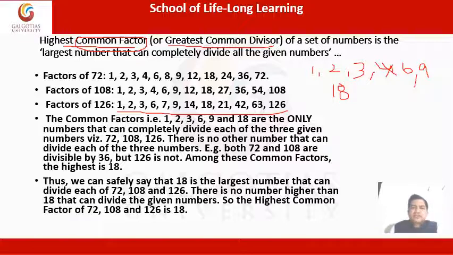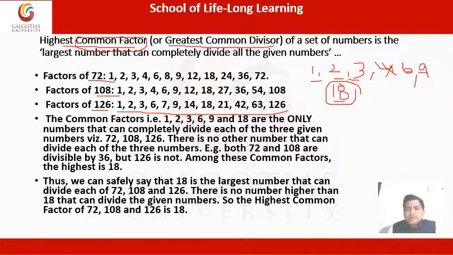So what are the common factors of these numbers? 1, 2, 3, 6, 9 and 18. Which is the highest among all these? 18. So this is the highest common factor of 72, 108, 126. Correct? Got it? So this is the fundamental understanding of HCF.